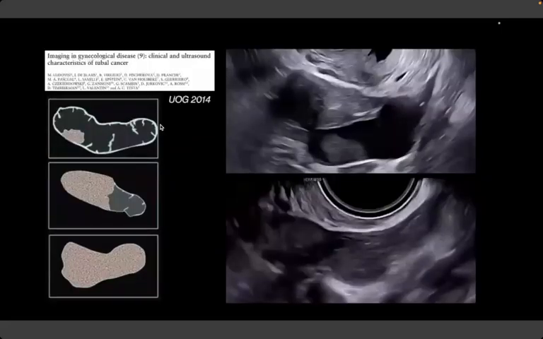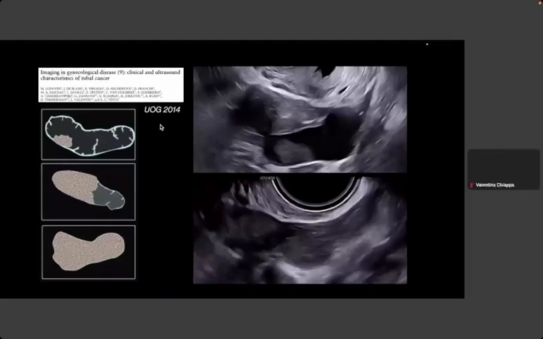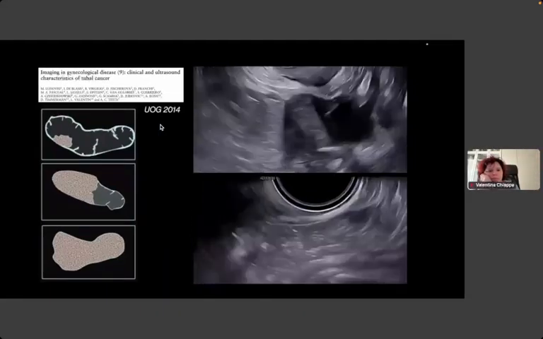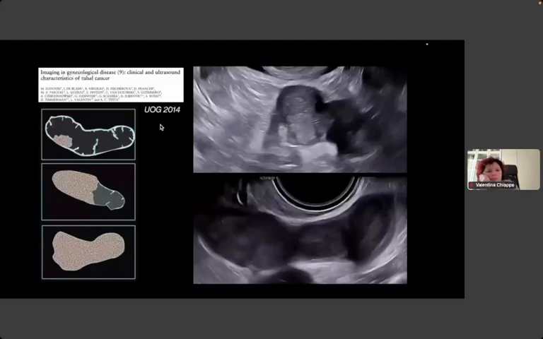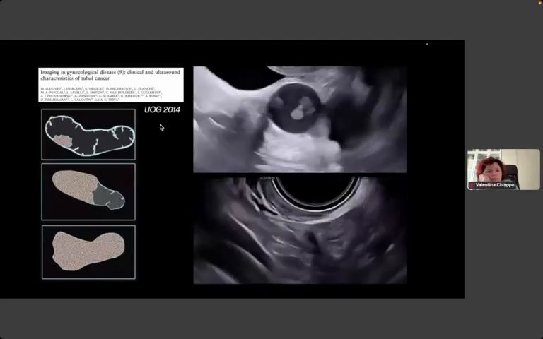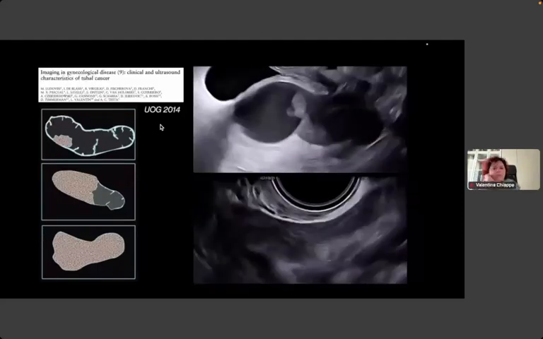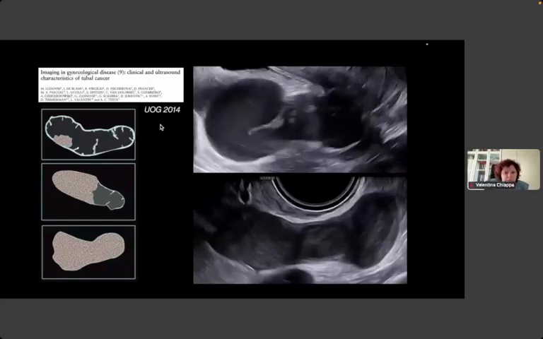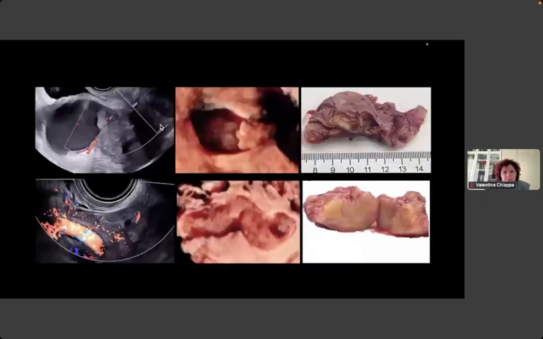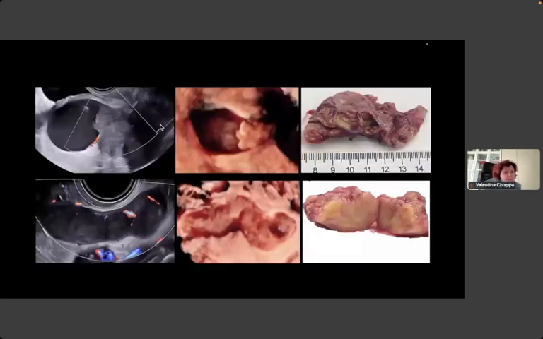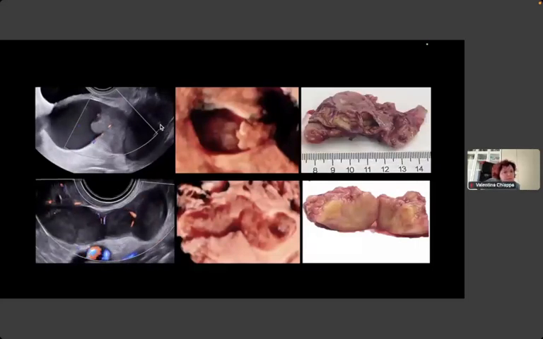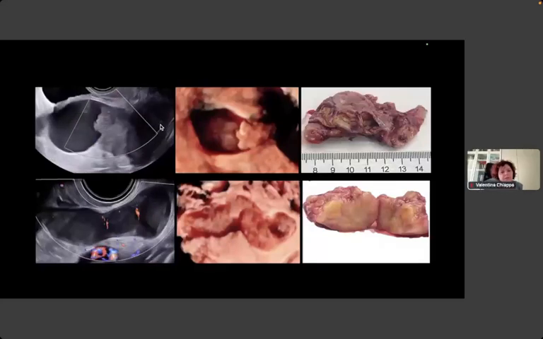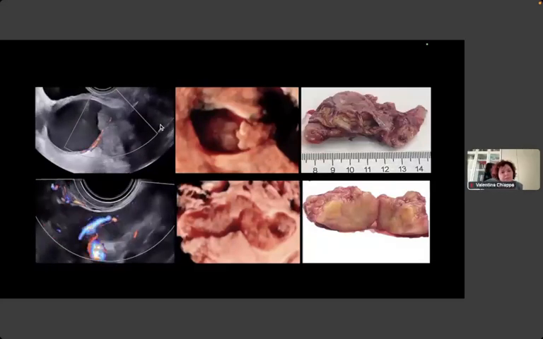On ultrasound, the tubal cancers generally appear as tubular structures with incomplete septa and solid tissue that may partially or completely fill the lumen of the tube. In the upper case, the tumor appears as an elongated and unilocular solid lesion with papillary projections. In the lower line, the tumor is completely solid.